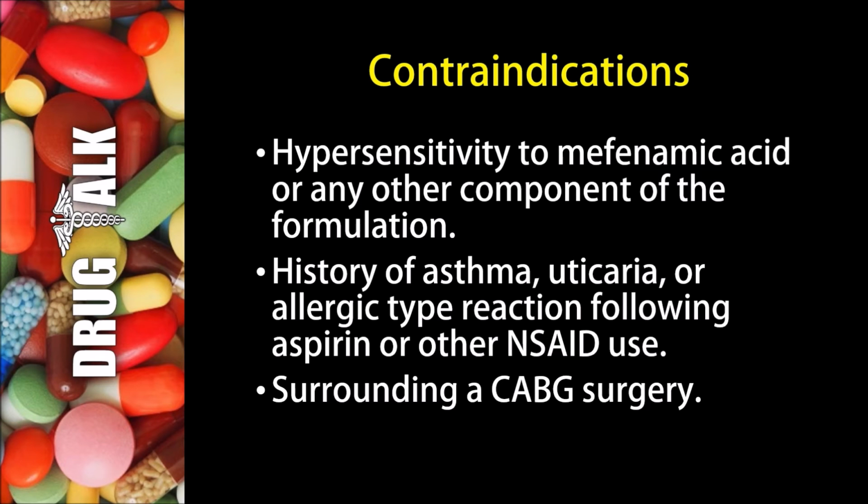Now, for contraindications or reasons we would not be able to prescribe Ponstan, we would typically see a contraindication if a patient had a hypersensitivity to Ponstan or any other component of the formulation. If a patient had a history of asthma, urticaria, or allergic type reactions following aspirin or NSAID administration, they would not be able to use this medication. And it would also be contraindicated surrounding a CABG or coronary artery bypass graft surgery.